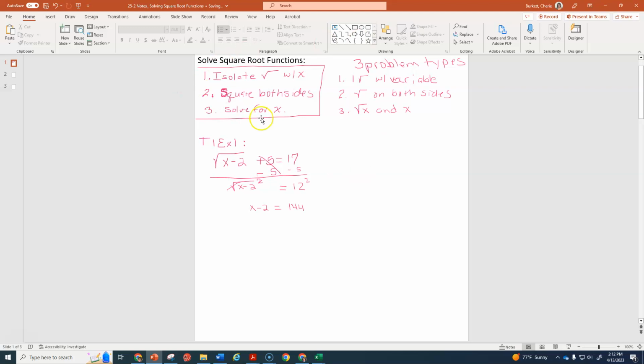Now, step number 3 is solve for x. So we just have to get the x by itself. What do we do to get the x by itself? We undo whatever is happening to the x. It says x minus 2. We're going to undo that minus 2 by adding 2 to both sides. And that leaves us x equals 146.